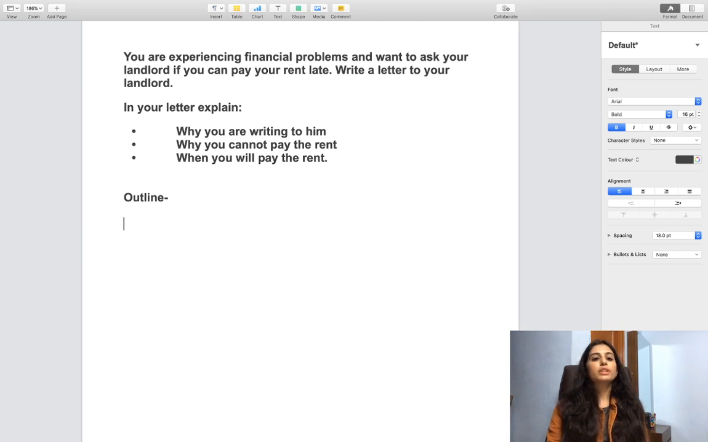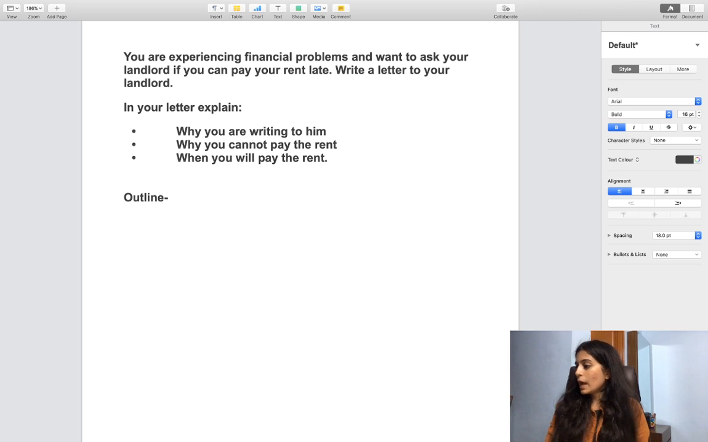Okay, so the question is, you are experiencing financial problems and want to ask your landlord if you can pay your rent late. Write a letter to your landlord. In your letter, explain why you're writing to him, why you cannot pay the rent, when you will pay the rent. So we have three questions, and we have the situation given to us wherein we're unable to pay the rent to the landlord.